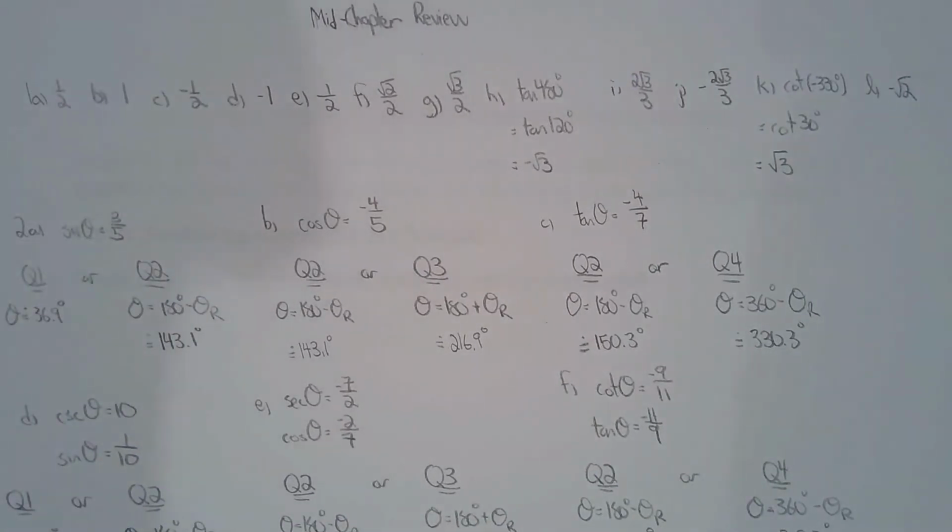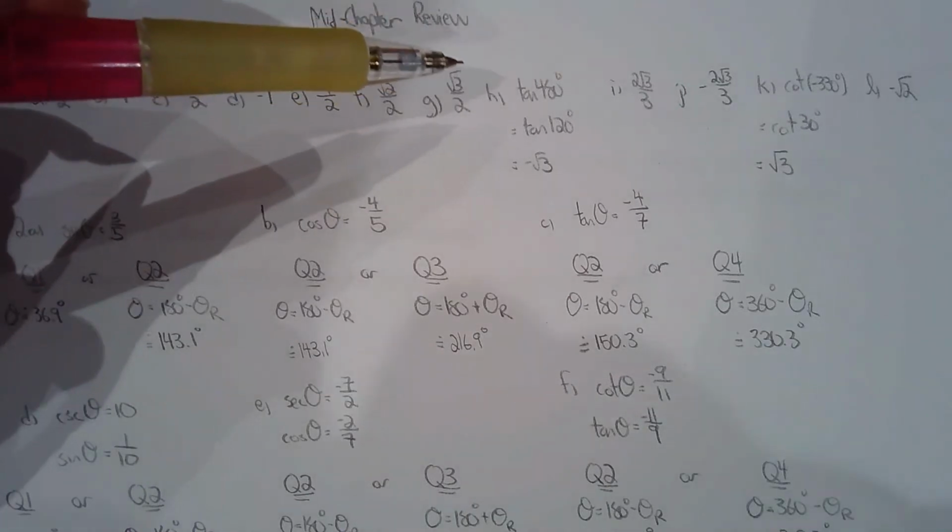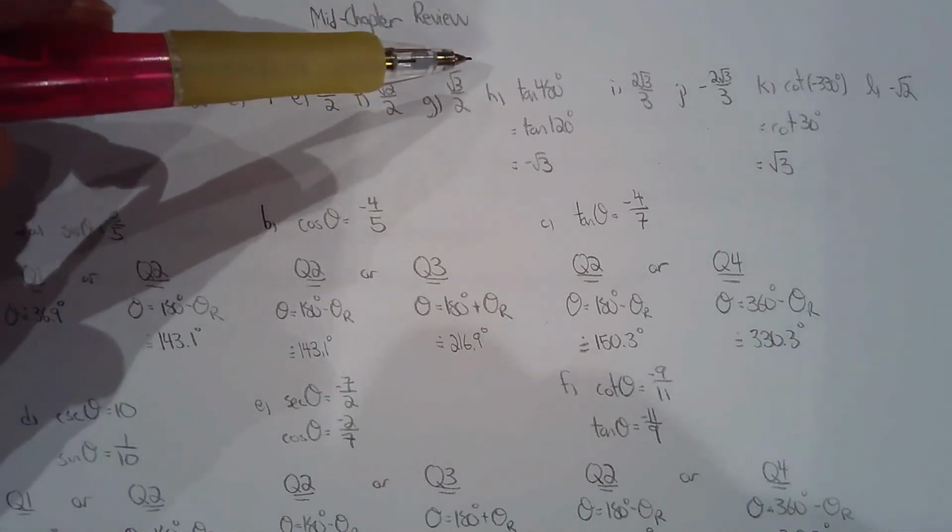So for question 1, the strategy is basically the same. You need to know your special angles. You need to know the CAST rule, and then that basically tells the answer to all the questions. Now, be careful with questions like H. Like 1H, it was 480 degrees.